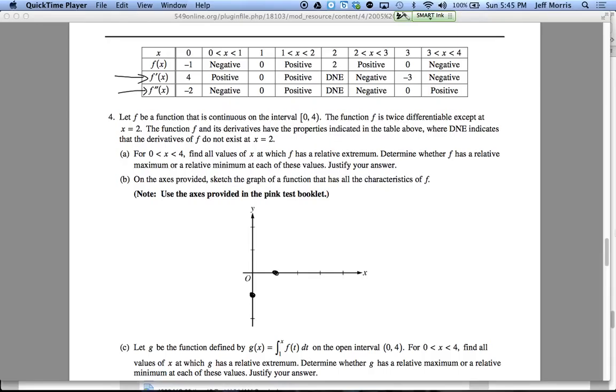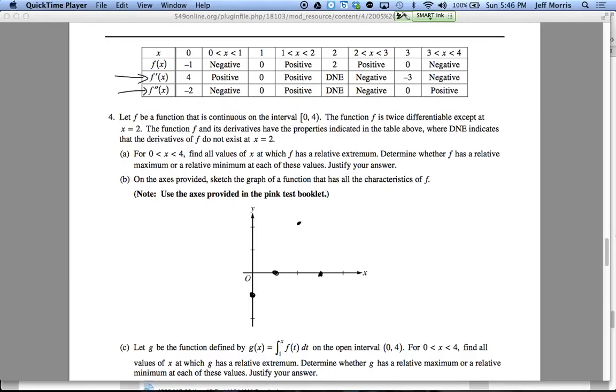Okay? F of 2 equals what? 2. That's probably going to be my corner and my cusp, something like that. F of 3 equals what? 0, and F of 4 we don't know, do we? And we don't have to know because it's open at 4. So that's all the points we know. Now let's pay attention. It's got to be positive slopes, so it's increasing all the way up to 2, and then it decreases after.